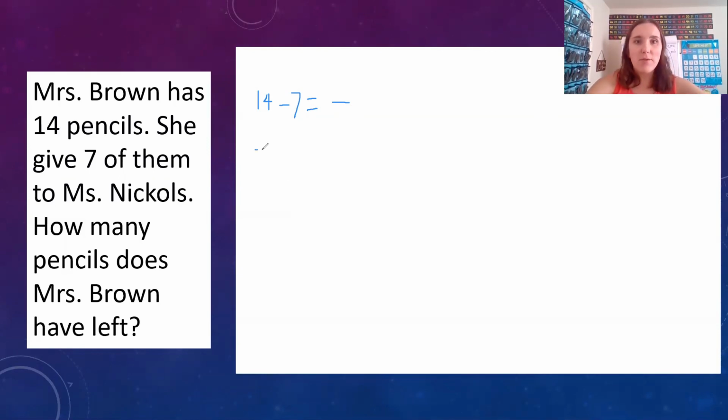7 plus something, right? 7 plus how many more equals 14. And I hope you know this one because this is a doubles fact that we've been working with. So 7 plus what equals 14? 7 plus 7. 7 plus 7 equals 14, which means 14 minus 7 equals 7. I will have 7 pencils left.